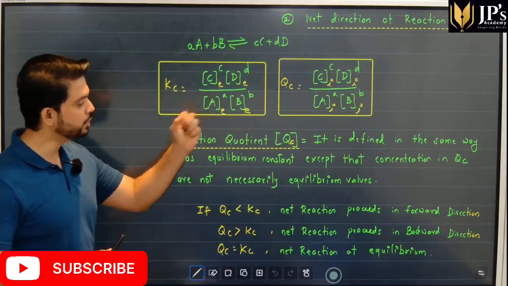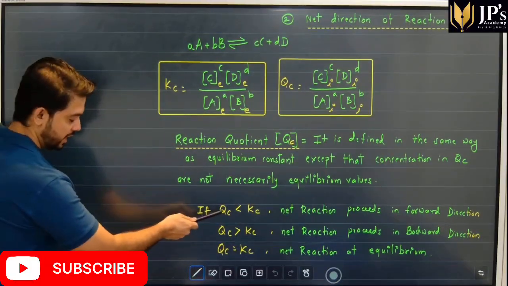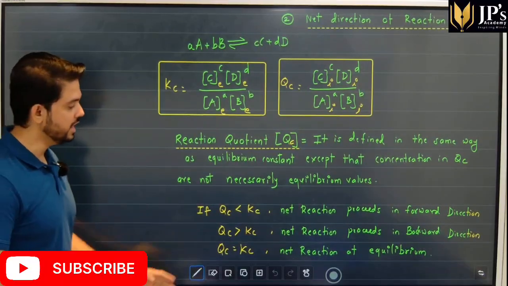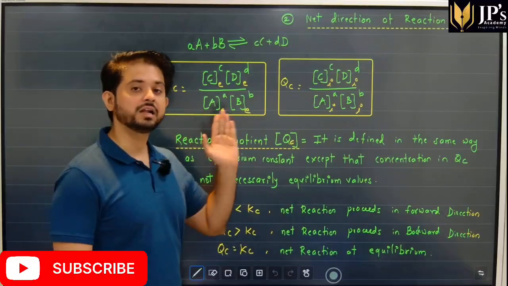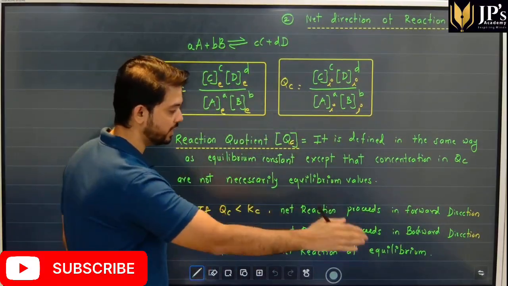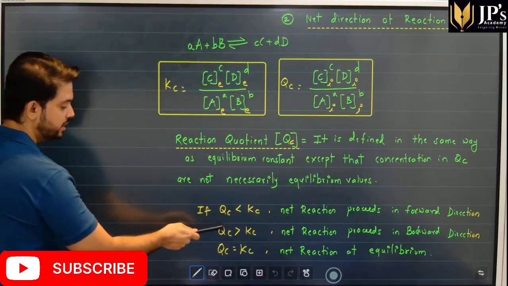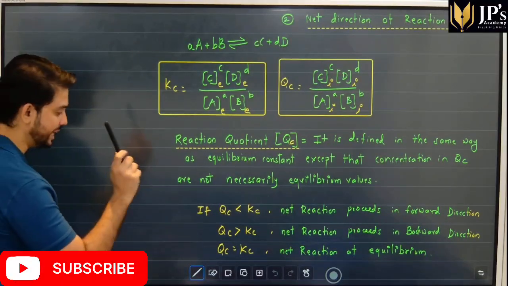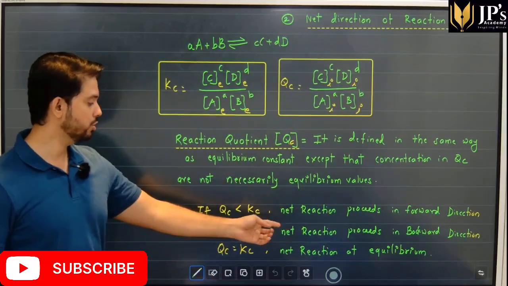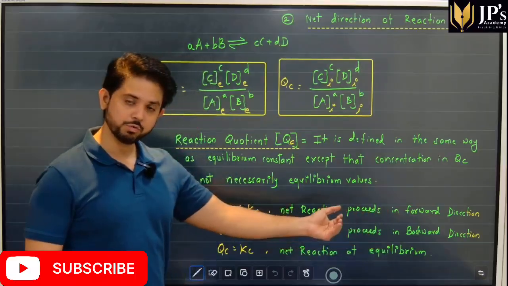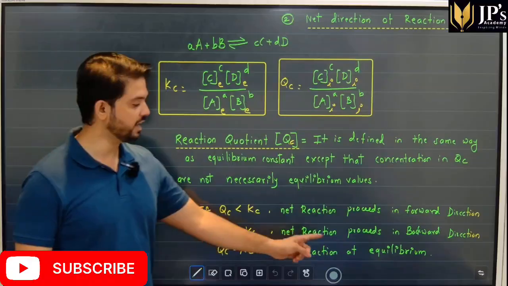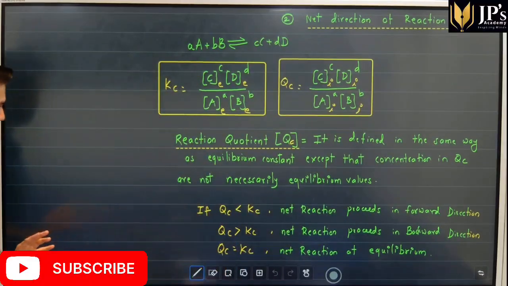So when we substitute these values, if the reaction quotient is less than the equilibrium constant, then we say that equilibrium is not yet reached, and the reaction will proceed in the forward direction. If the reaction quotient is greater than the equilibrium constant, we say that the reaction has crossed, or the reaction has to move in the backward direction for equilibrium. And if both the values are equal, we say that the net reaction is at equilibrium.